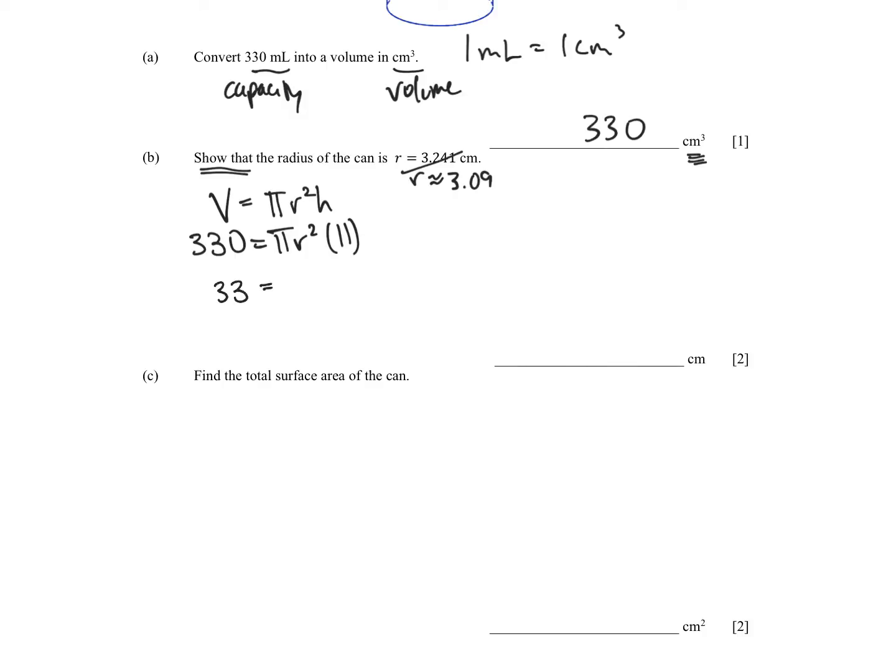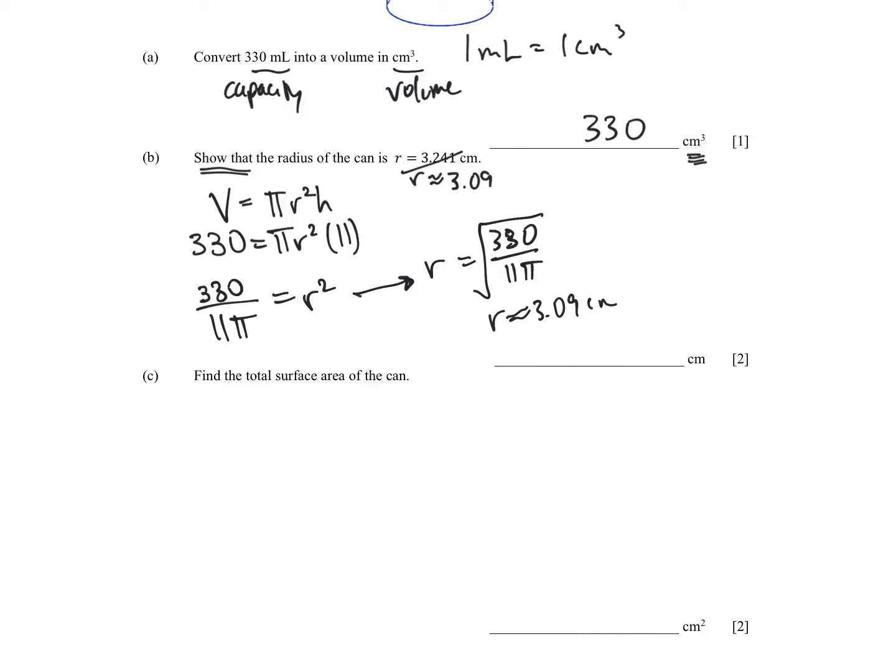Oops, sorry, no. You'd end up just dividing 330 by 11 pi, right? And then once you do that, you're going to end up square rooting, kind of like we did with the area formula. And then you'll end up finding that the radius is approximately 3.09 centimeters.